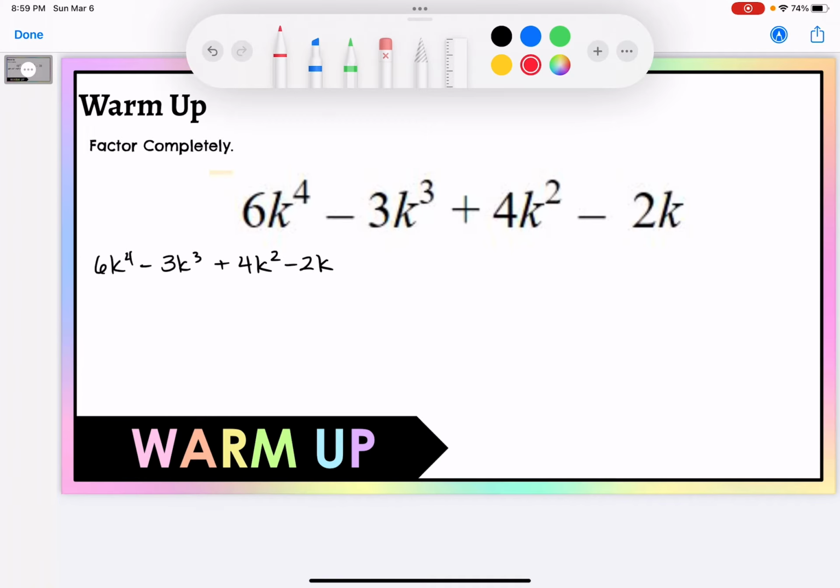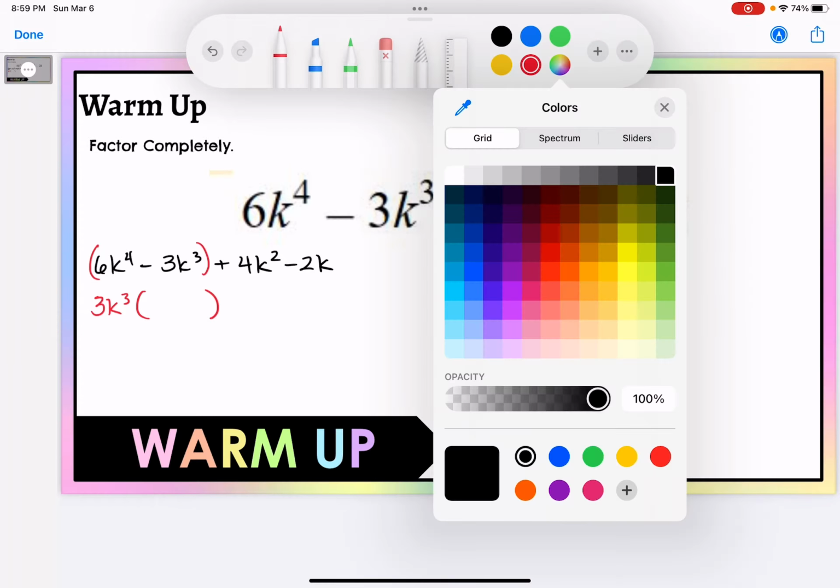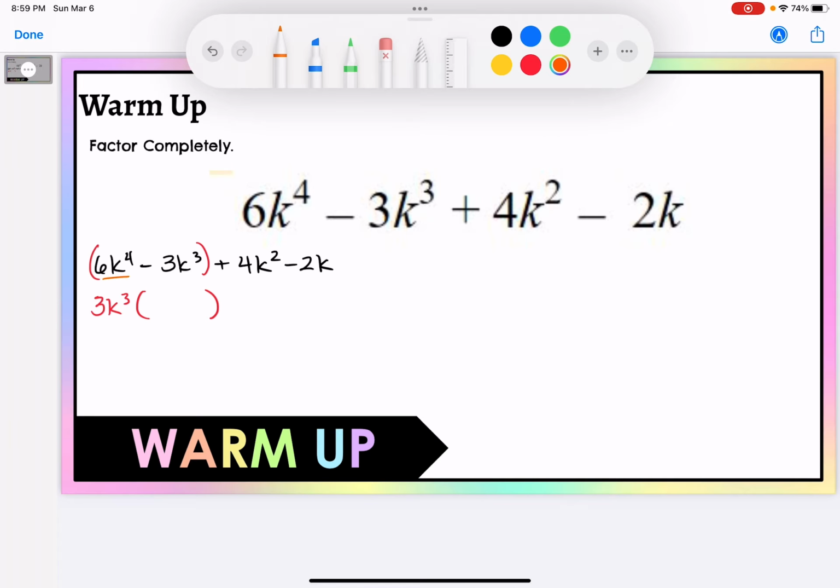So if I'm going to jump into factoring by grouping, like we learned last week, then I'm going to take my first 2 terms, and I'm just going to see what the GCF would be of just those 2, right? To me, it looks like my GCF would be 3k to the third. And then remember, I open up my parentheses and I say, okay, 3k to the third times what gives me 6k to the fourth? That would be 2k. And 3k to the third times what would give me negative 3k to the third? That must be times negative 1. So my parentheses say 2k minus 1 on the inside.